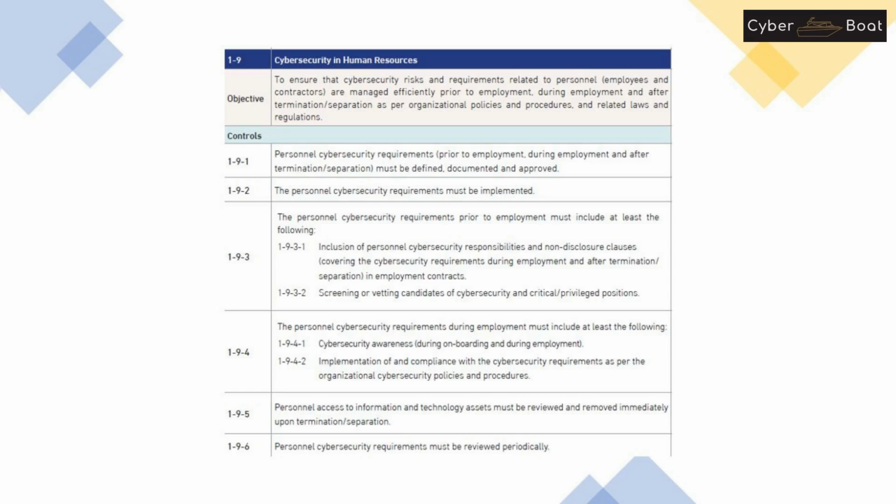In this video we'll go over subdomain 1-9 and its 6 controls in detail, which is focused on managing the cybersecurity risks and requirements related to personnel, which includes employees and contractors. The main objective of this subdomain is to ensure that these risks and requirements are managed efficiently, both before and after employment, in accordance with organizational policies, procedures, and related laws and regulations.